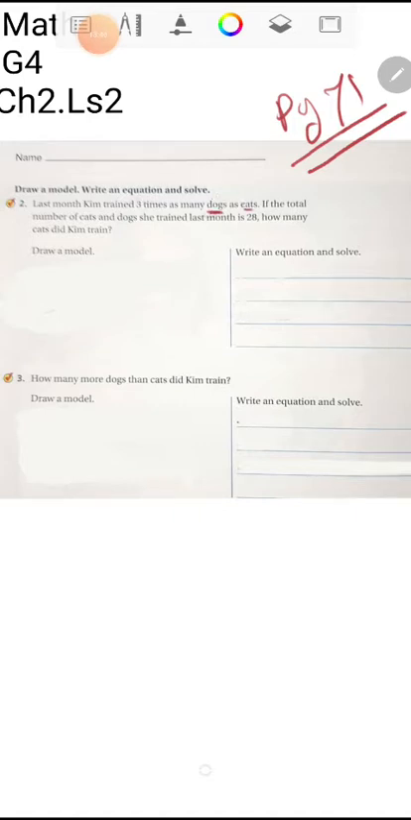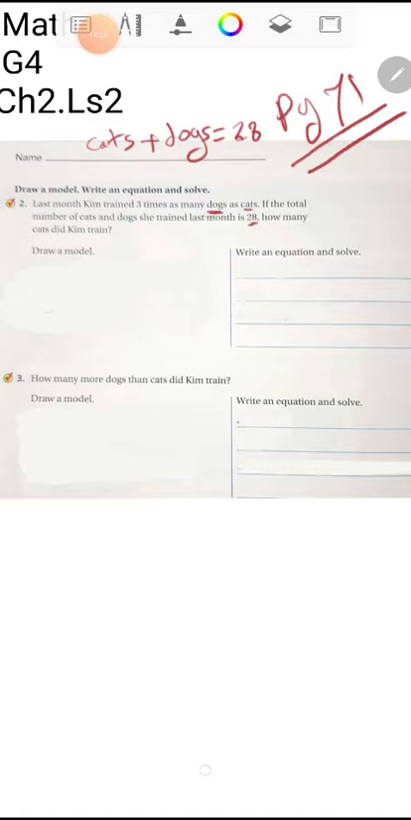But I don't know the number of cats and dogs right here. If the total number of cats and dogs she trained last month is 28, so the number of cats and dogs equals 28. So how many cats did Kim train? I want to know the number of cats. So I will use a model and an equation to find the number.